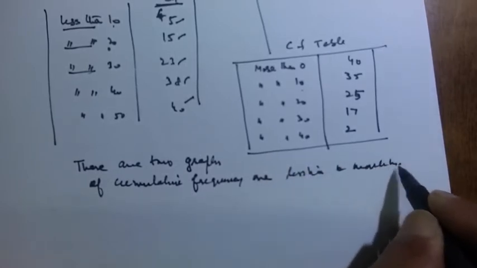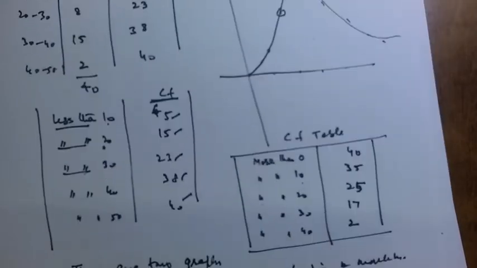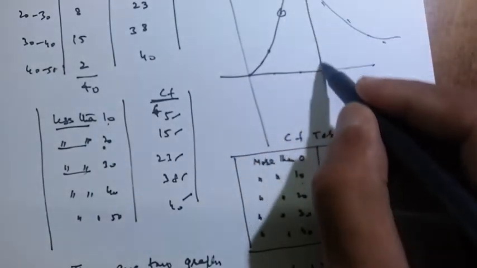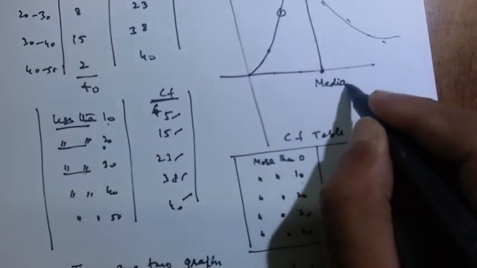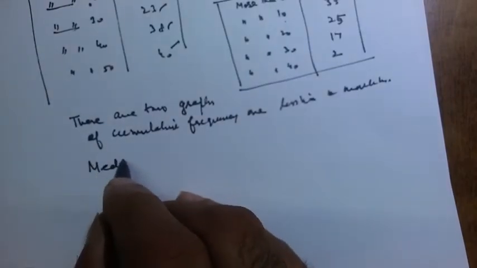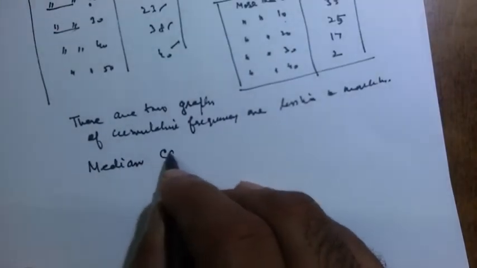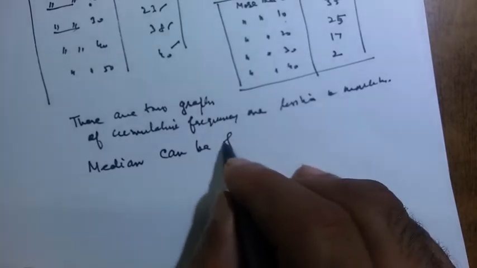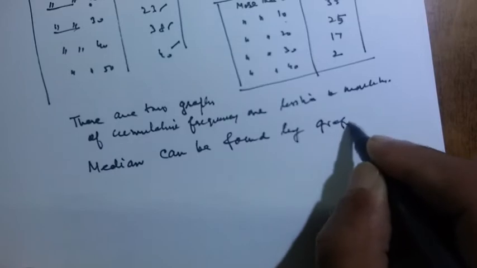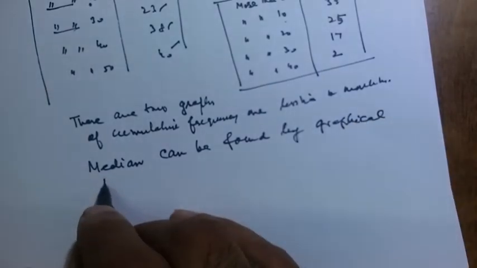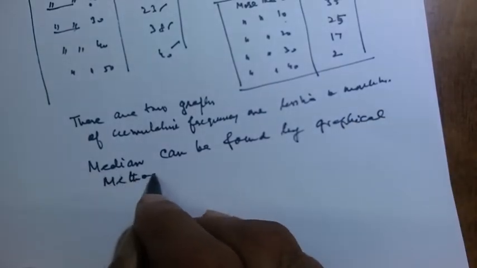One is less than, another is more than. When the less than and more than meet each other, this meeting point is called the median. We can draw it, it is the median. The median can be found by the graphical method, which is not allowed in the case of the mean.